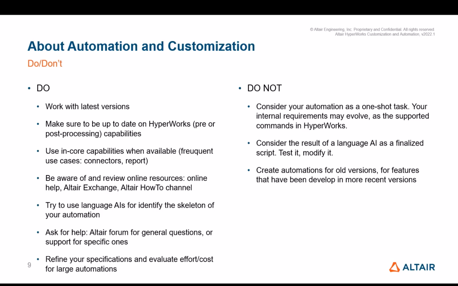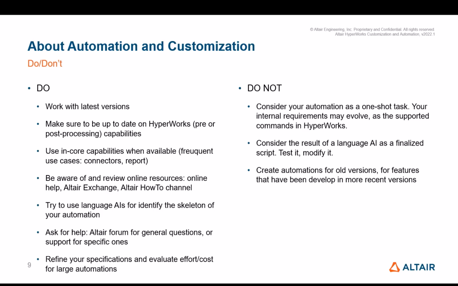Coming to the don'ts: do not consider your automation as a one-shot task. HyperMesh is evolving, as are the APIs, and your internal requirements may also evolve. So you need to make sure that you save time for maintaining your automation over time. If you're using a language AI such as ChatGPT for a script, do not take it as it is. It is a skeleton, as I mentioned earlier. You need to test it, modify it, and adjust it.